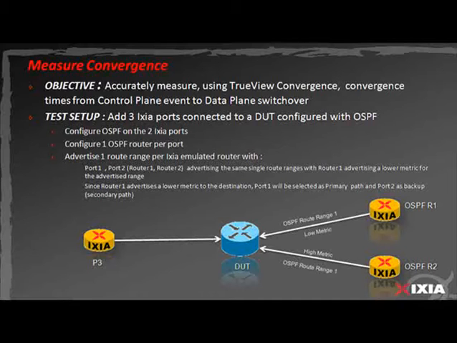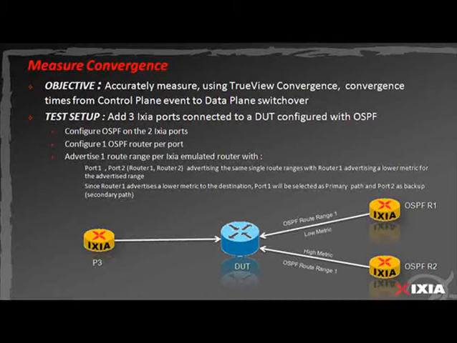In this test setup, we have 3 IXIA ports connected to a device under test. Of these 3 ports, OSPF is emulated on 2 of the IXIA ports. Each port emulates a single OSPF router advertising a single route range. Both the routers advertise the same route range, with OSPF R1 advertising all the routes within the route range with a lower metric. OSPF router R2 advertises the same OSPF route ranges to the device under test but with a higher metric.